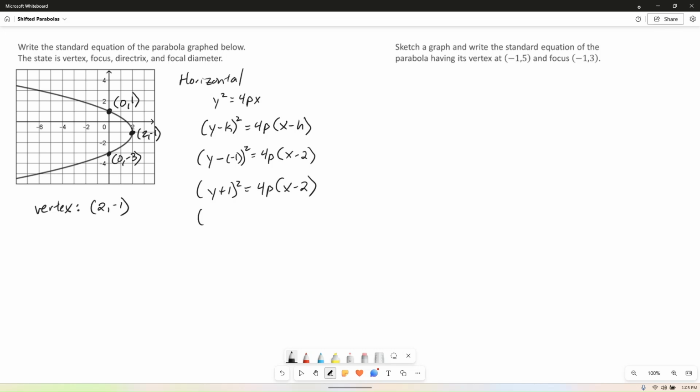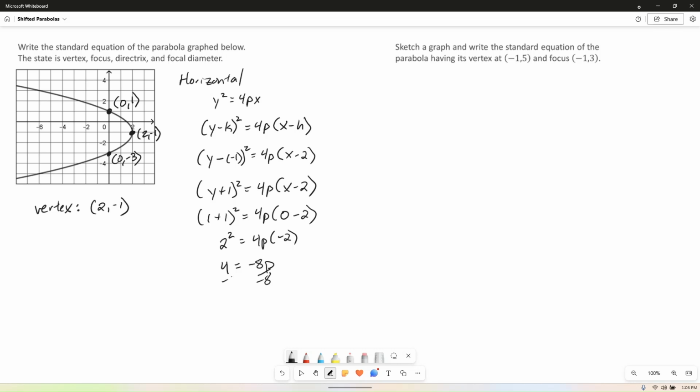So we're going to have 1 plus 1 quantity squared equals 4 times p times the quantity 0 minus 2. Remember, 0 was the x-coordinate, 1 was the y-coordinate. If we simplify this, 1 plus 1 is 2. So we're going to have 2 squared equals 4p times a negative 2. 2 squared is 4. And then 4 times the negative 2 is a negative 8. So 4 equals a negative 8p.